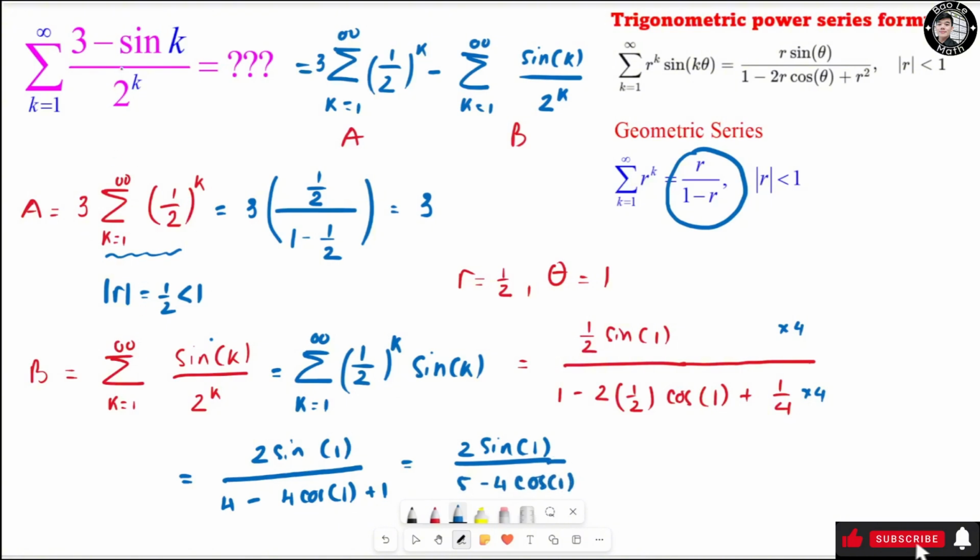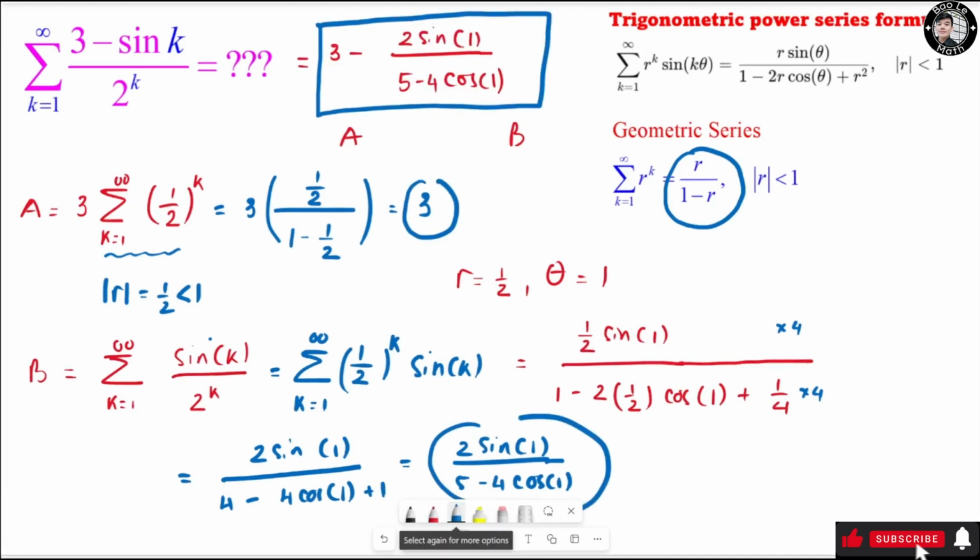Now I'm going to go back to the original one right here. It's going to be A minus B. So A is right here, B is right here, so the answer is, and it's a good time to stop.